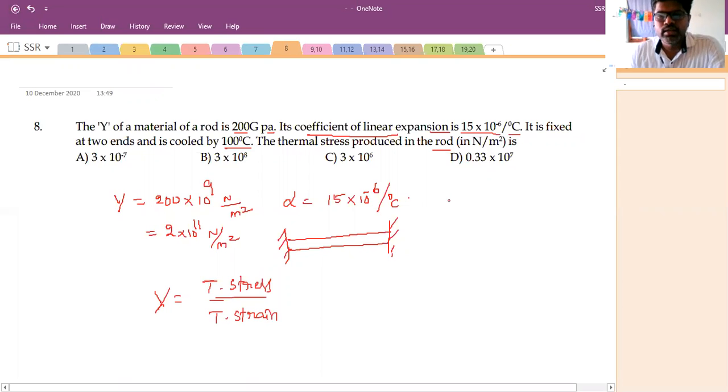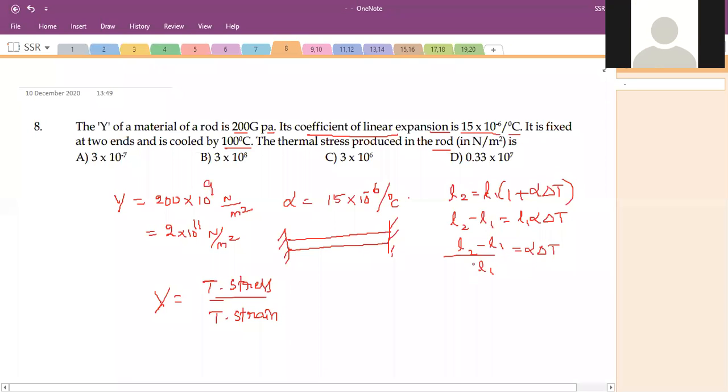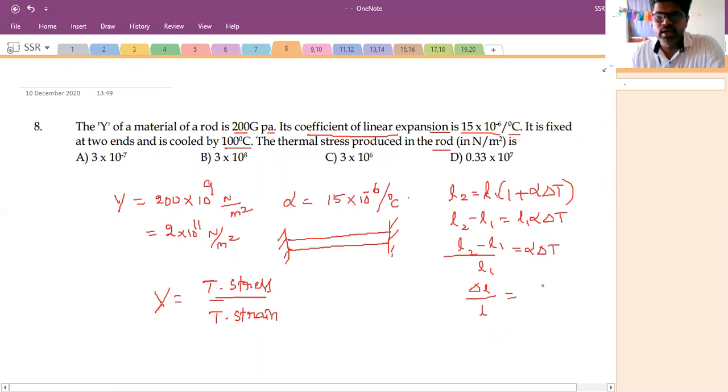We know already L2 is equal to L1 into 1 plus alpha delta T, where delta T is the rise or decrease in temperature. Then L2 minus L1 is equal to L1 alpha delta T. Then L2 minus L1 by L1 is equal to alpha delta T. L2 minus L1 means delta L, by initial length L. Delta L by L is equal to alpha delta T. So this delta L by L is the strain, the thermal strain, equal to alpha delta T.